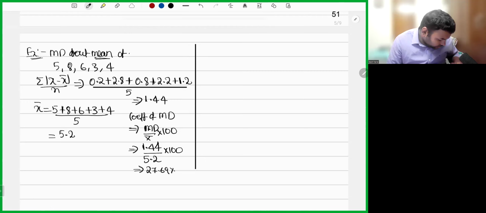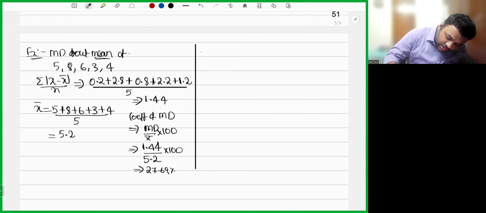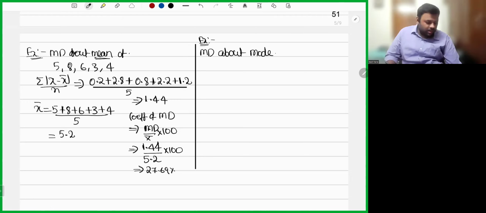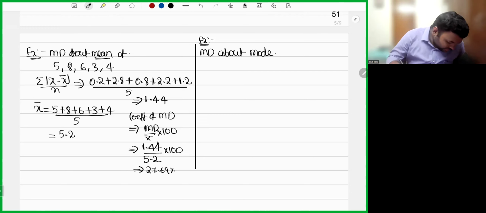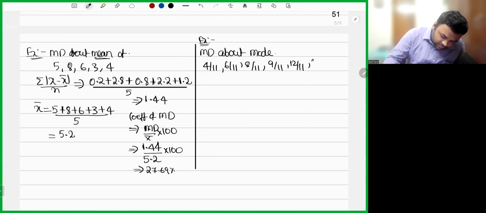Now, mean deviation about mode. One more example, second example. How will you calculate mean deviation from mode? Let's see. The question is somewhat like this: 4 by 11, 6 by 11, 8 by 11, 9 by 11, 12 by 11, and 8 by 11.